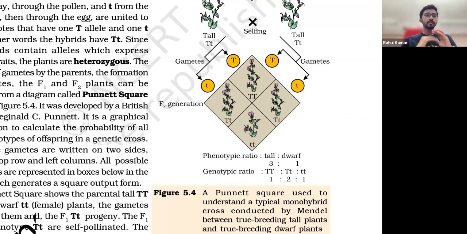Now, in terms of phenotype, how will they look? How many of them will be tall? Three. So these two will be heterozygous tall and this will be a homozygous tall. So three will be tall and one will be dwarf. And pay attention that this dwarf is coming from two tall parents. This is where we say that recessive traits skip a generation.